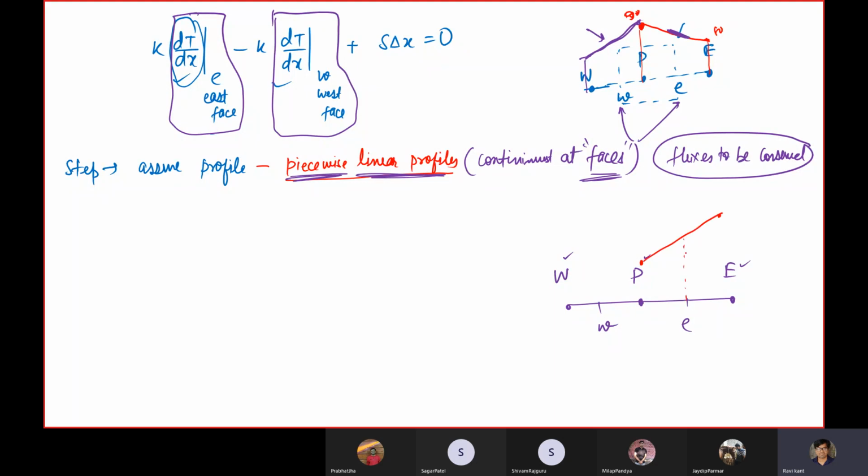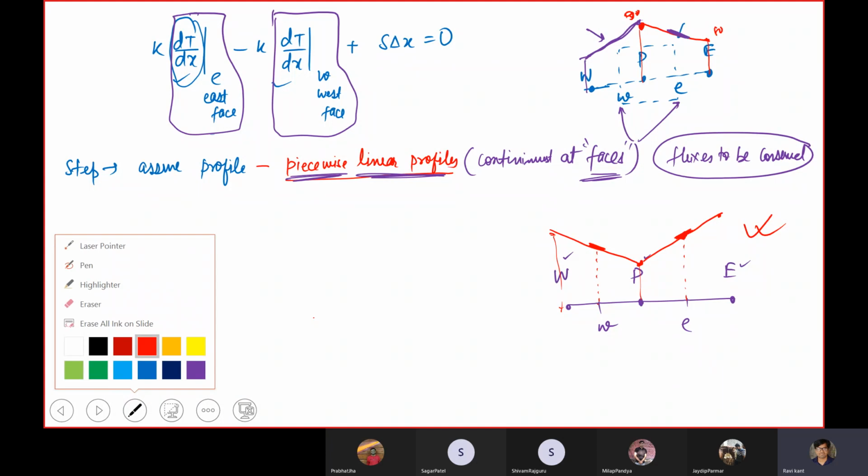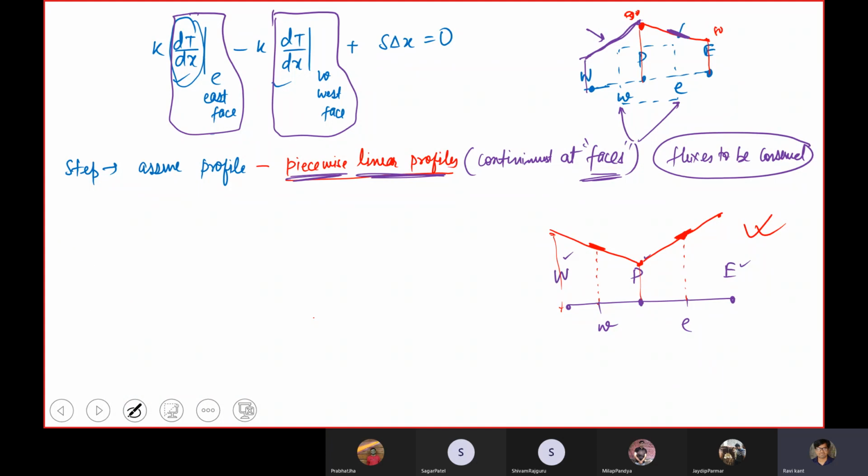Okay, you can see that at faces at least my flux is unique and this is continuous, and also you will have a unique slope, and you can also take the profile as this. Okay, you will have a value at W, value at P is equal, and you will also see that your flux at the faces or the derivatives is unique, and this is continuous also. So this is also a valid assumption. But somebody may come and tell, sir, we want to take polynomial.